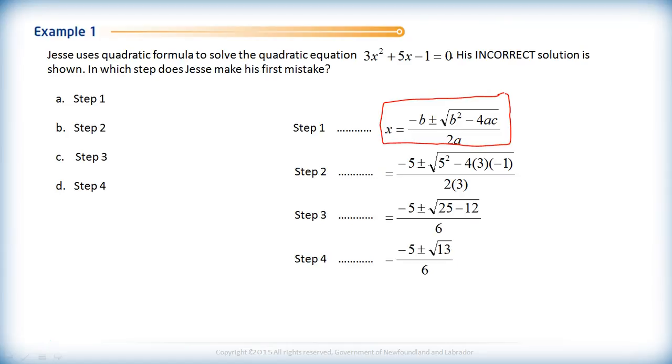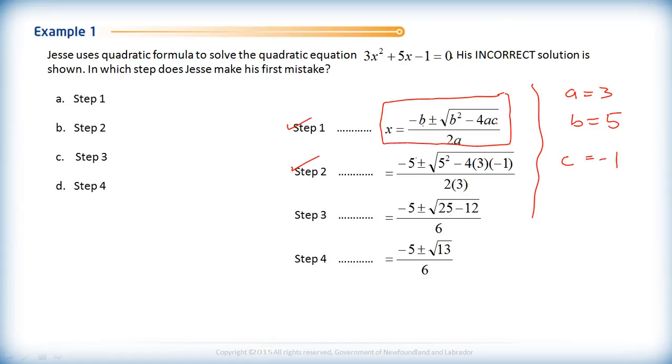Okay. Step 2. Did he fill the formula in correctly? Well, let's see. According to the equation here, a is equal to 3, b is equal to 5, and c is equal to negative 1. So let's see. b is equal to 5, that's right. b squared will be 5 squared, okay. a is 3. c is negative 1, looks good so far. And then a is 3. Yep, so the first two steps look okay to me. Alrighty, let's see what you did next, Jesse.